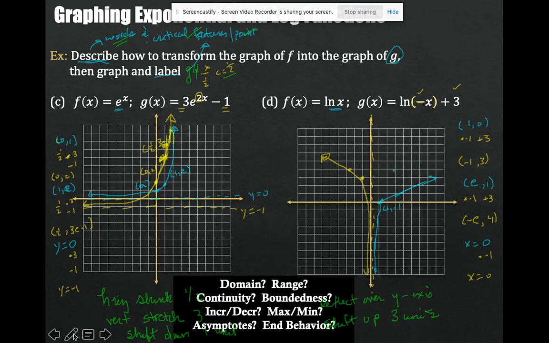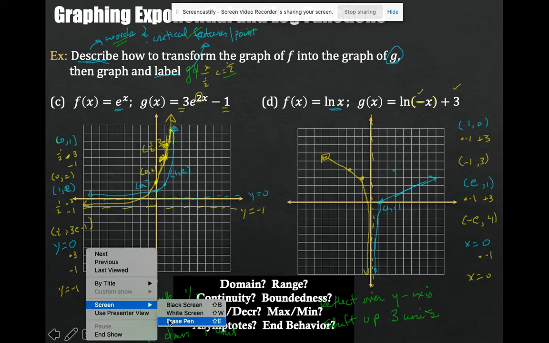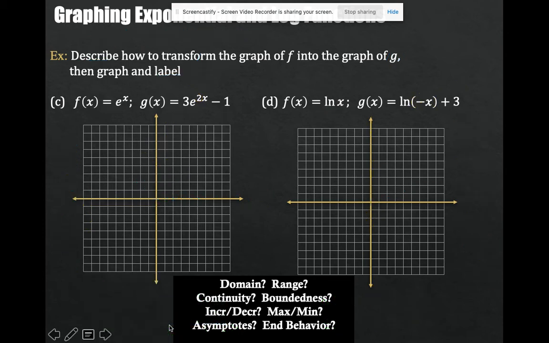Oh, wait, I forgot. I started to talk about this in the last slide. What if I asked you, and I do have to ask you, if I want any characteristics? So what about the domain and range, continuity, boundedness, increasing, decreasing, max, min, asymptotes, and behavior? All right, let's pick this apart.